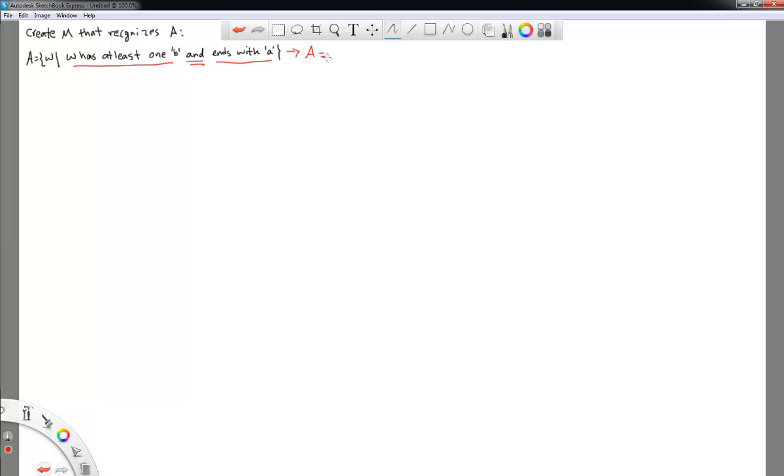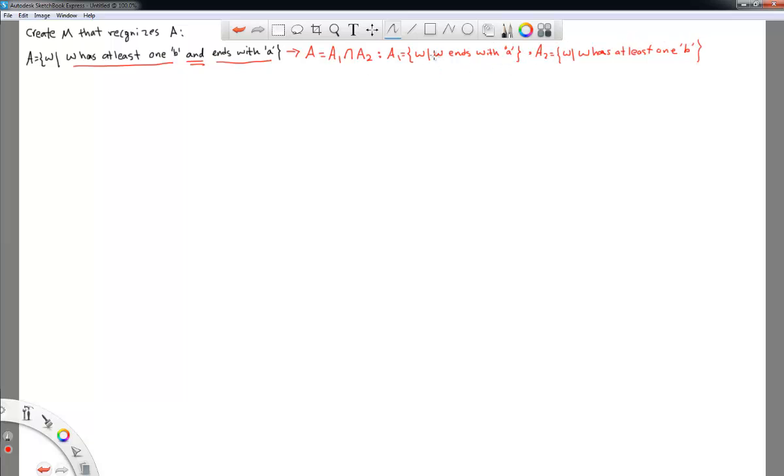I'm going to say A is the intersection of these two languages, A sub 1 and A sub 2, such that A sub 1 is equal to the set of all W such that W ends with an A, and A sub 2 is the set of all the strings that have at least one B. Okay, so how are we going to build these?